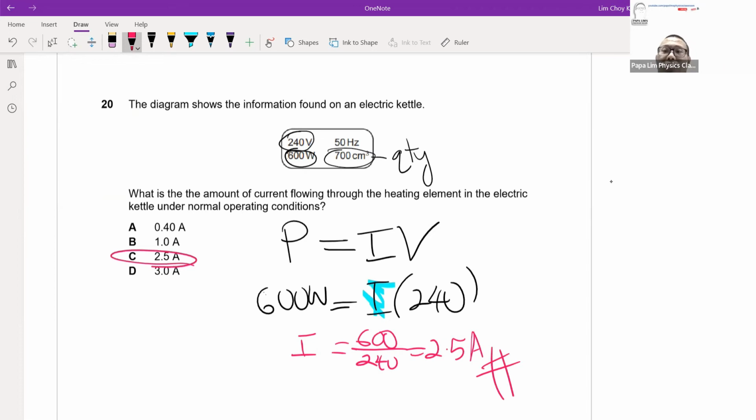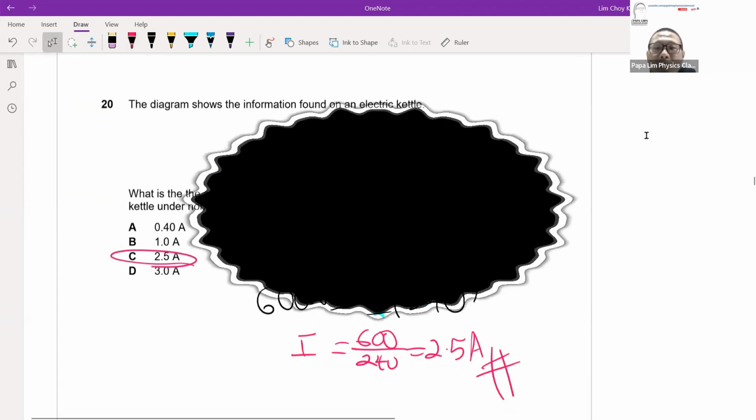Just take note for this type of question. Usually, if you're looking at a structured question, after finding the normal current, which is 2.5, the question may ask you to suggest a suitable fuse. The next best fuse that I'm looking for could be a 3 A fuse. With this, we have come to the end of paper 1.